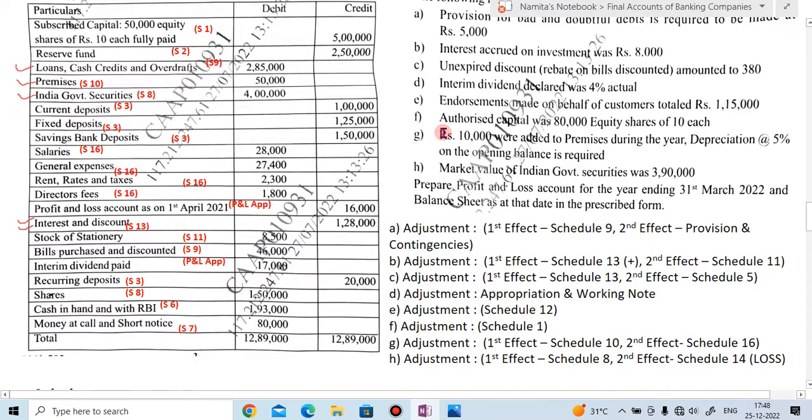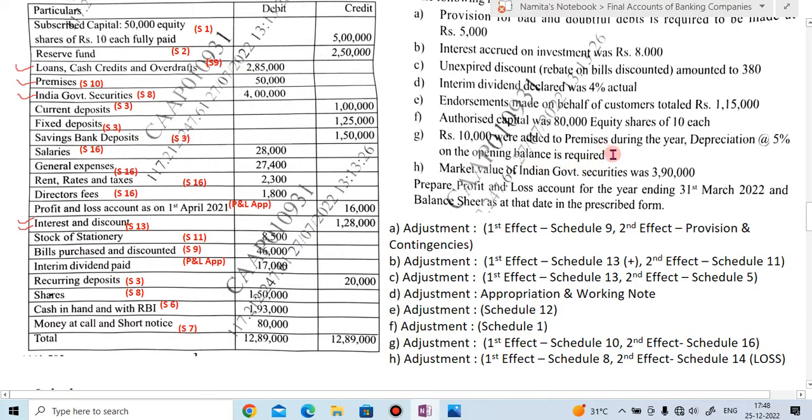Then adjustment F is what? Authorized capital was 80,000 equity shares of 10 each. Now authorized capital, anything related to the capital will go in schedule number 1. Okay, that is capital. Next adjustment is rupees 10,000 were added to premises during the year. Depreciation at 5% on the opening balance is required.